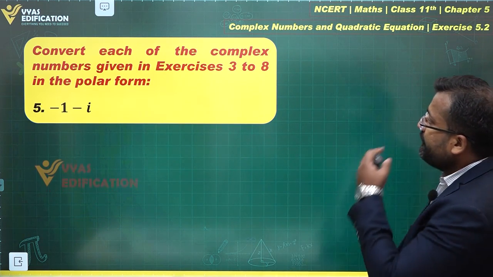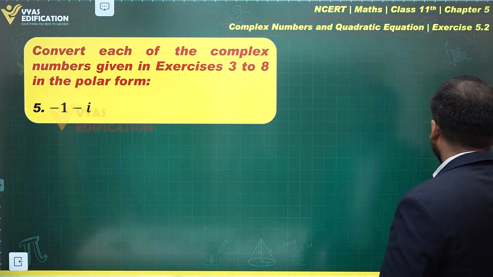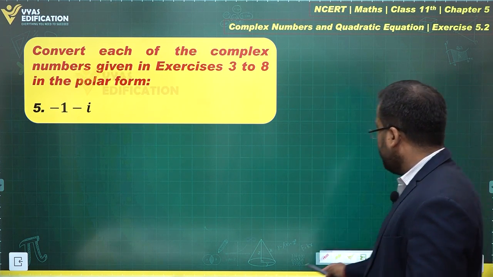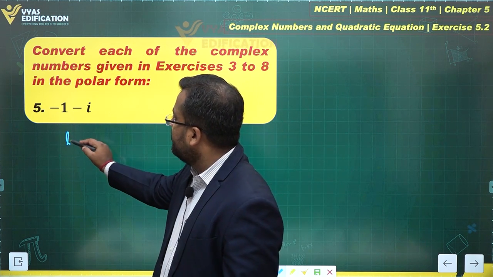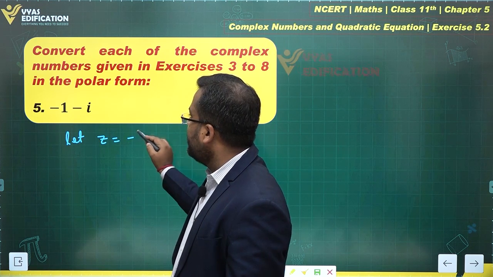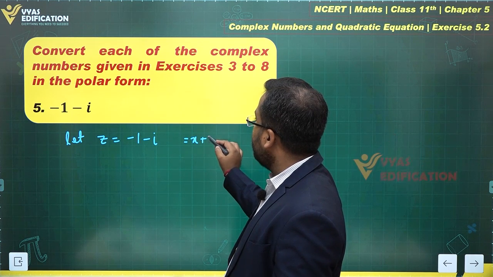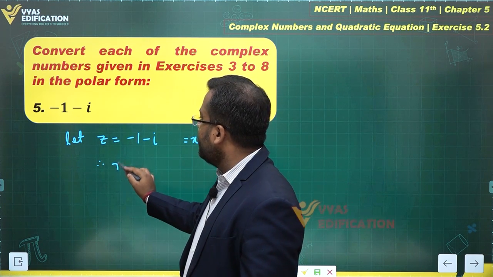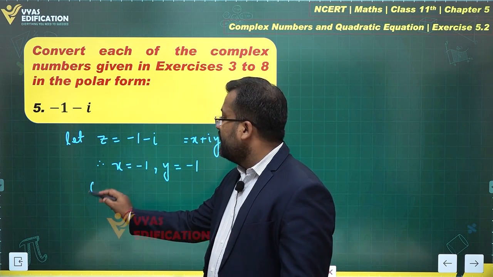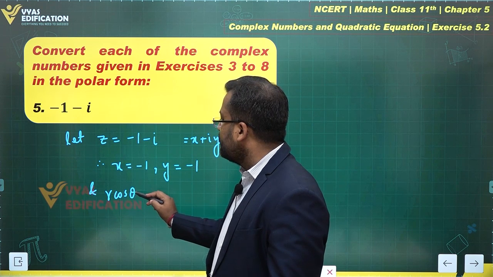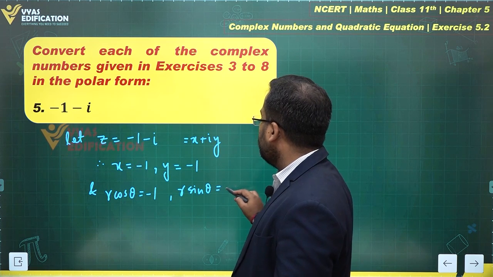Let's take a look at this one. Convert in the polar form, minus 1 minus i. Let's try to convert this in the polar form. What do we have over here is, let Z equal minus 1 minus i, which equals x plus iy. Therefore, x equals minus 1, y equals minus 1. And r cos theta will be equal to minus 1, r sin theta would be equal to minus 1 again.